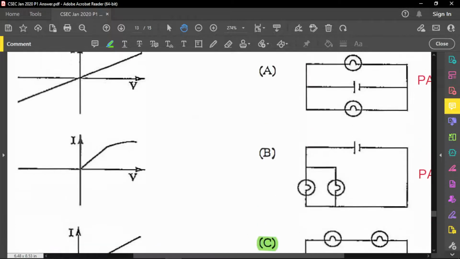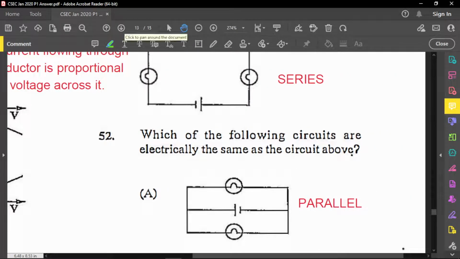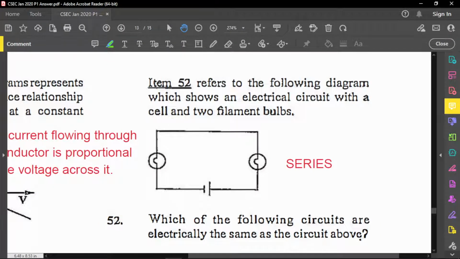All right, so 52 is: which of the following circuits are electrically the same as the circuit above? And so this is the circuit. Okay, so I never read that part, but that's fine. We have the circuit right here, which is a series circuit. We know this is a series circuit because both of them are connected together and they're coming from one source, which I circle right there. That's the battery. Well, technically it's a cell shown right now, not a battery, because it must have more than one cell to give a battery. All right, so things like that you need to know as well, right?